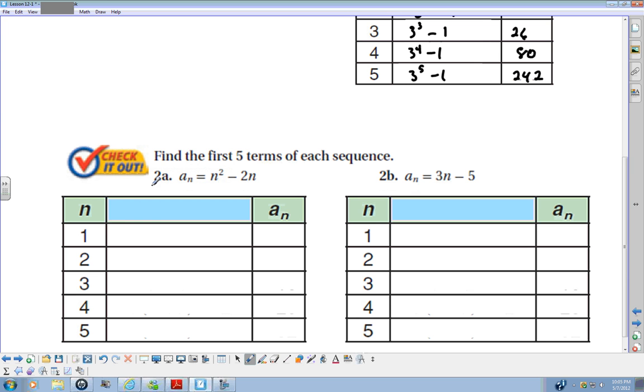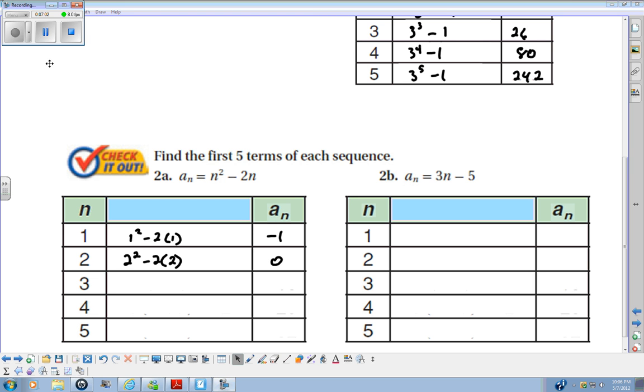So like number 2a here, we'll put 1 in for n, which means we'll have 1 squared minus 2 times 1. So 1 minus 2 is negative 1. And then 2 squared minus 2 times 2. So 2 squared is 4, minus 4 is 0, and so on.